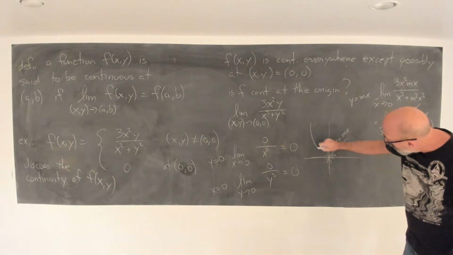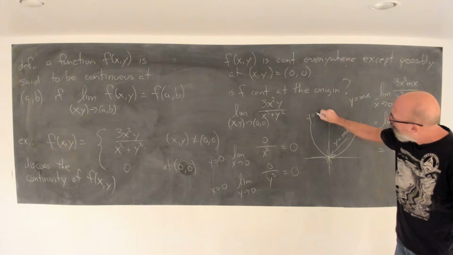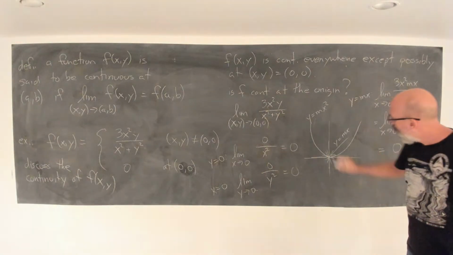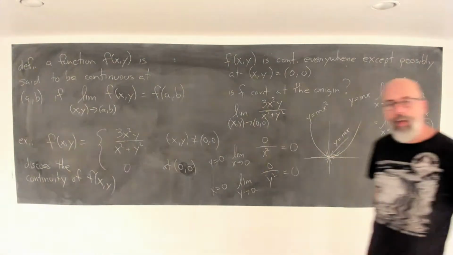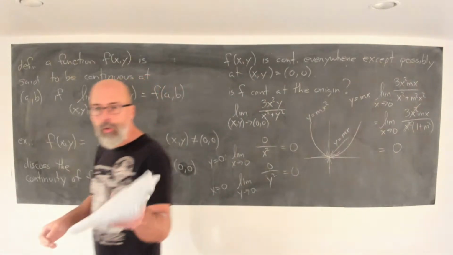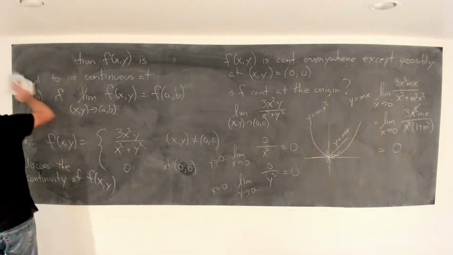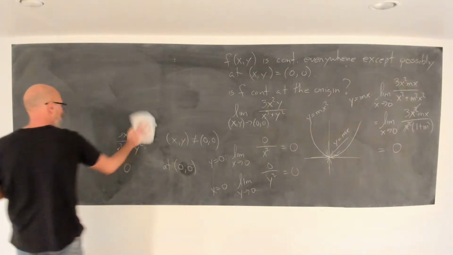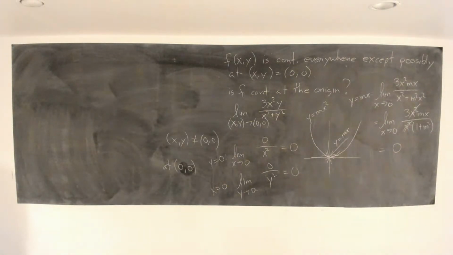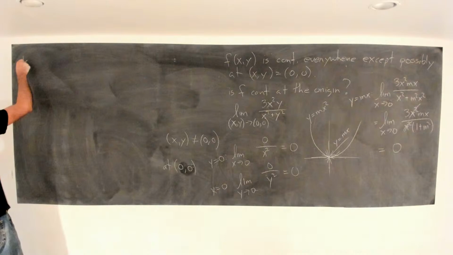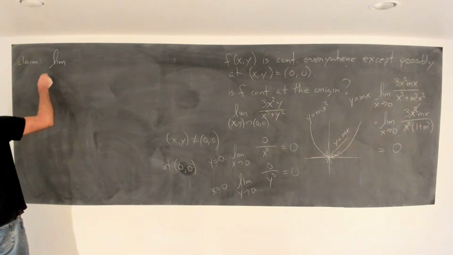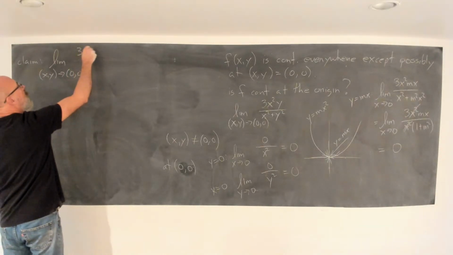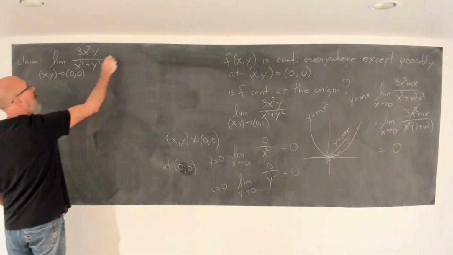You can test for parabolas if you want. I'm going to stop doing that now, but I'm starting to think that the limit actually is 0. So now let's prove it. So here's our claim. The limit as (x, y) goes to (0, 0) of 3x squared y over x squared plus y squared is 0.